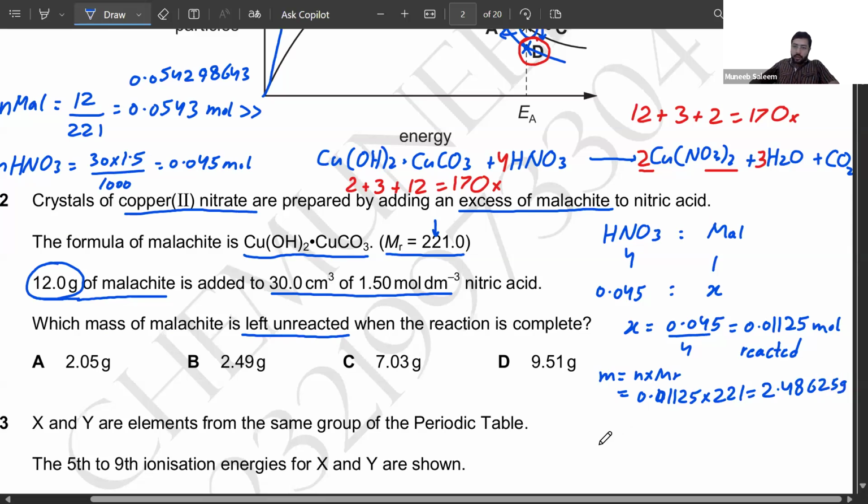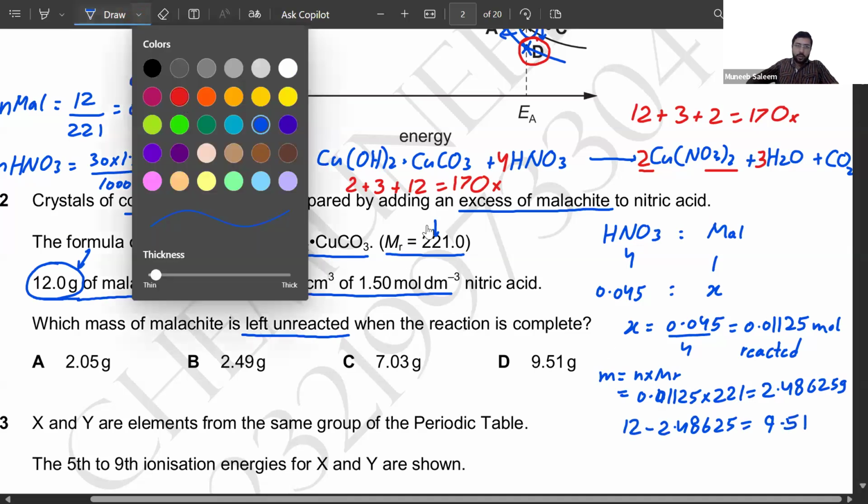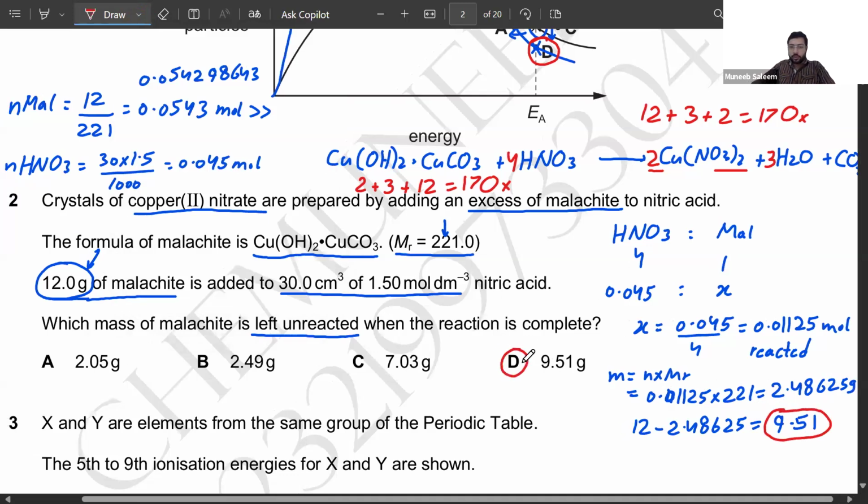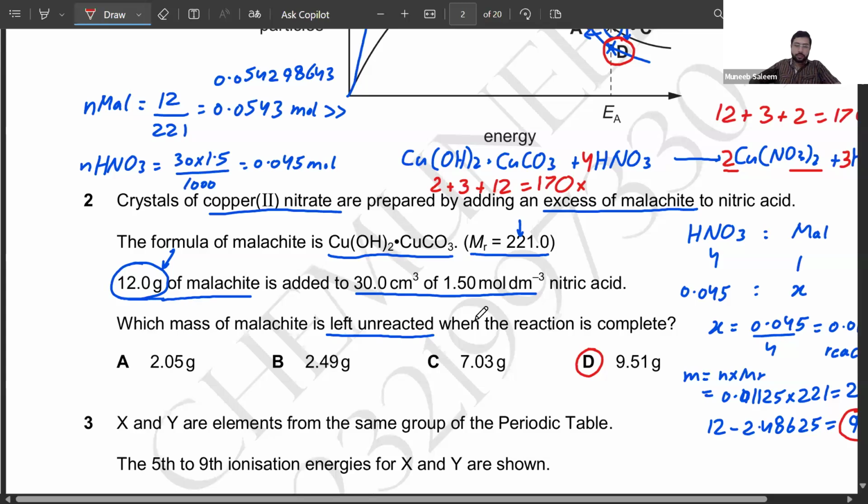2.48625 grams. Now you have to subtract this value from the actual added amount of malachite. So 12 minus 2.48625 will give you the answer of 9.51. So this is how you calculate the right answer. The previous method was wrong because it was not coinciding with any of the values.